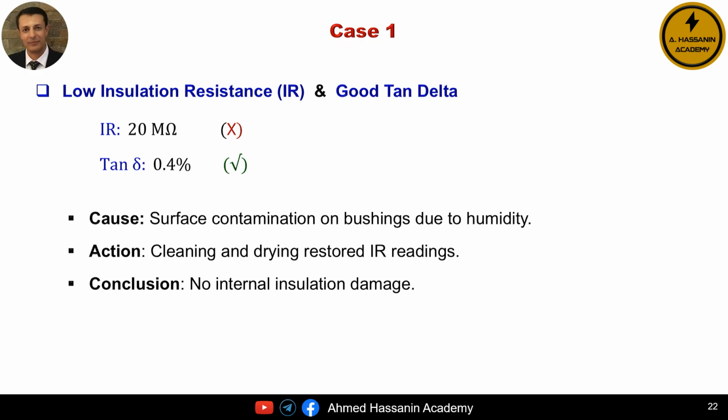This shows us a contradiction or difference in judging the insulation quality. After inspecting the transformer and checking all the connections, it was noticed that the cause of the low insulation resistance value of 20 megaohms was due to surface contamination on the transformer bushings as a result of moisture. After cleaning and drying these bushings, the insulation resistance value reached the gigaohm range, confirming that there were no problems in the internal insulation of the transformer.